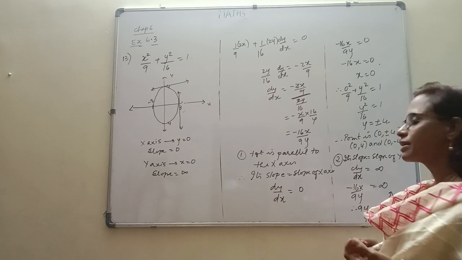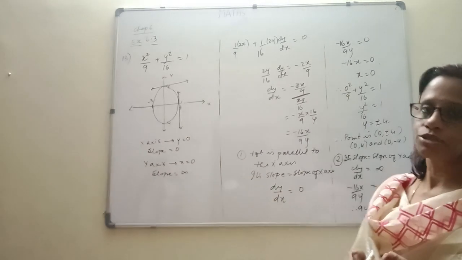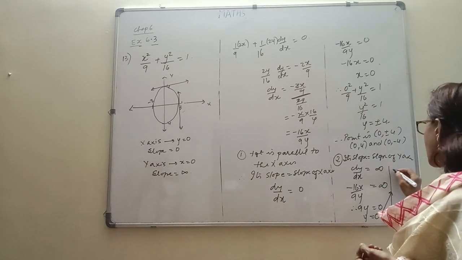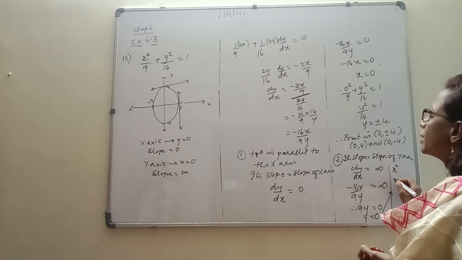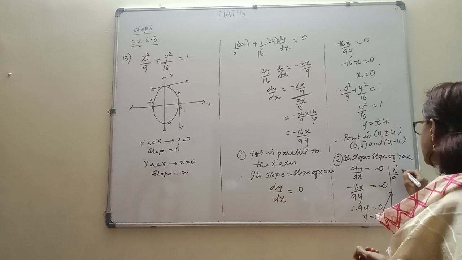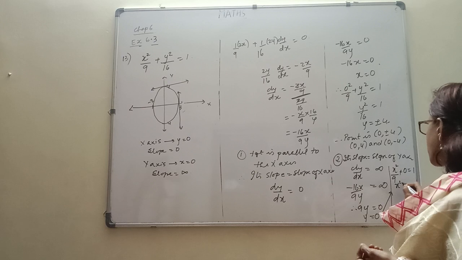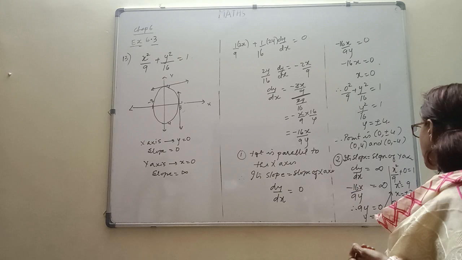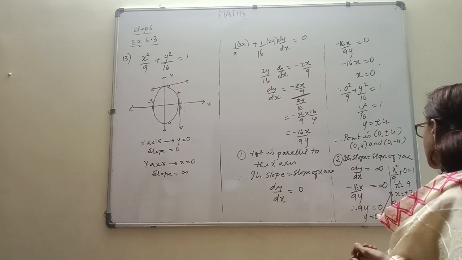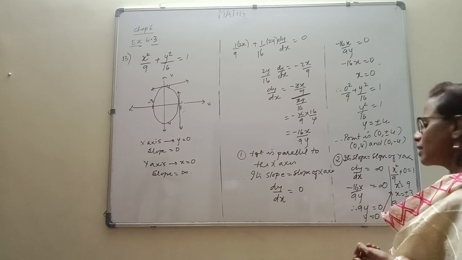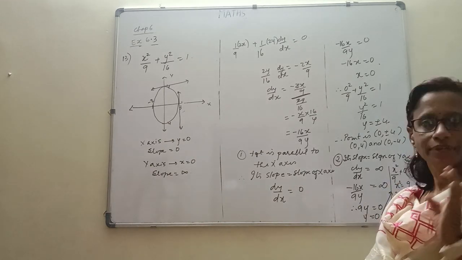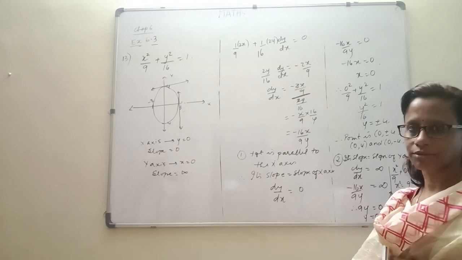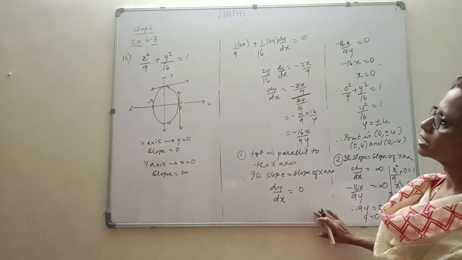Now if y is 0, we can substitute this value in the equation. It will come to x squared by 9 plus 0 equal to 1. So x squared equal to 9, x is plus or minus 3. So in this case, the points are 3, 0 and minus 3, 0. That's it. They ask us the points. We have done parts of this here and there, and we are bringing it together to get what the point is. That's all about this question.